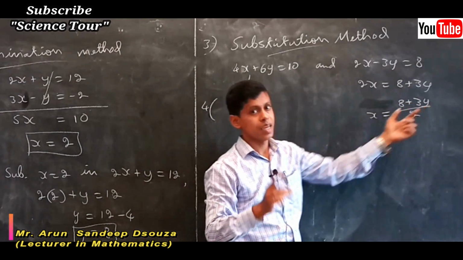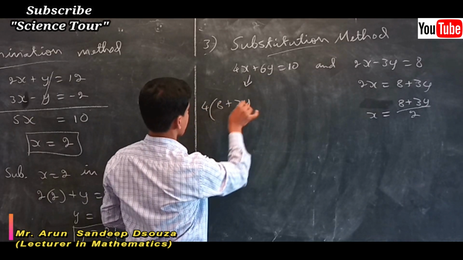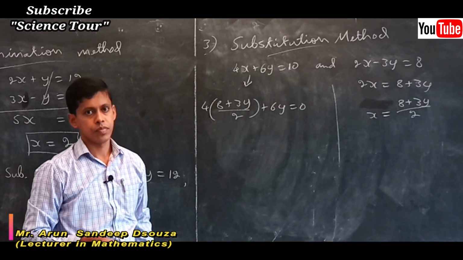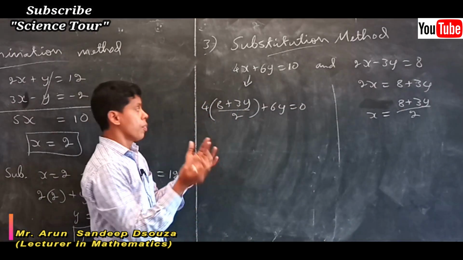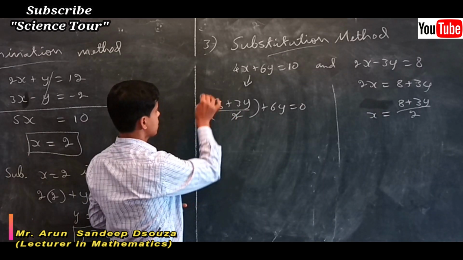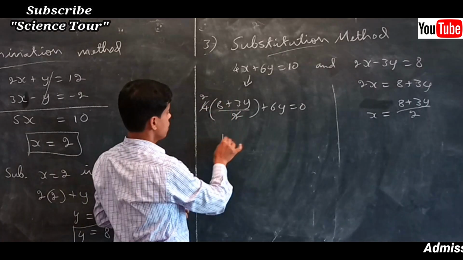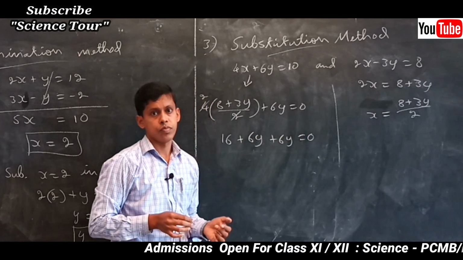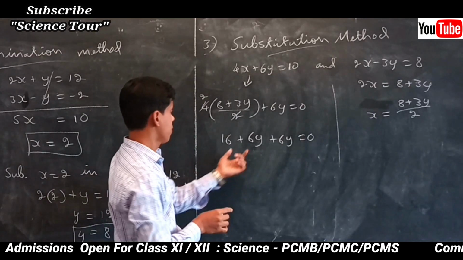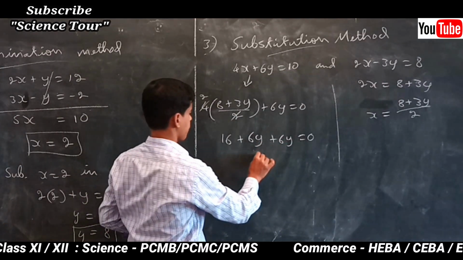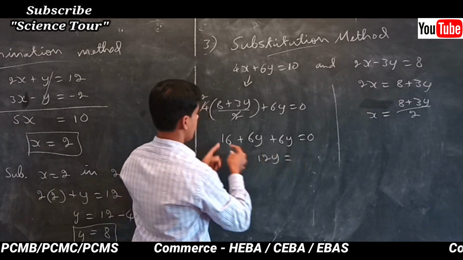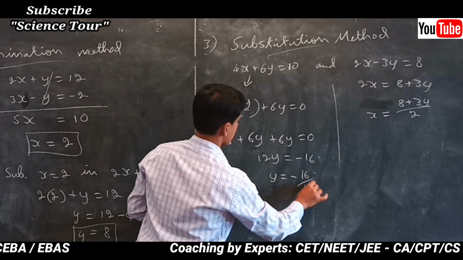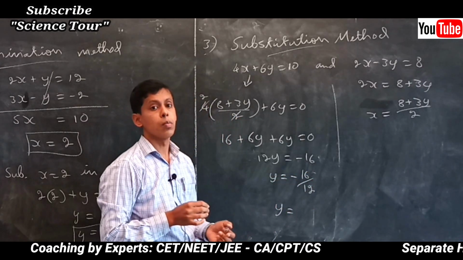In place of 4x, we have 4 times 8 plus 3y divided by 2, plus 6y is equal to 10. Correct? Yes. Okay. So now simplify this. So you can cancel this out. So multiply this inside. You get 16 plus 6y plus 6y, that is equal to 0. Correct? Okay. Now add them, that is 12y, and this is minus 16. So y is equal to minus 16 by 12. So y is equal to minus 4 by 3.